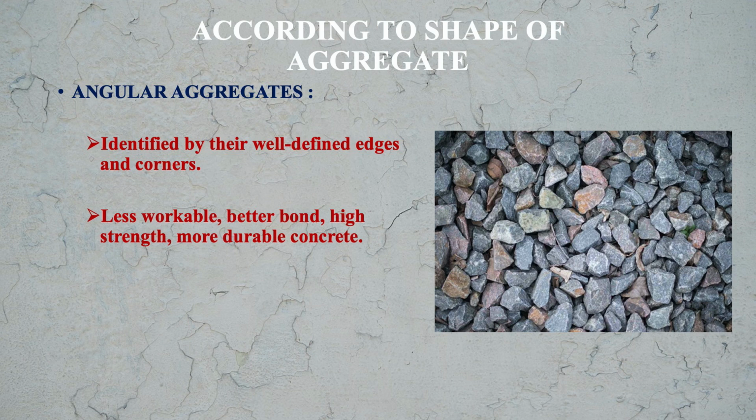Angular aggregates are identified by their well-defined edges and corners. Because these are angular aggregates, they will be having well-defined edges and corners. They provide less workable concrete, but with better bond, high strength and more durability. So if you are using the angular aggregates, though of course the workability will be less, the concrete will have a good bond, high strength and be more durable.